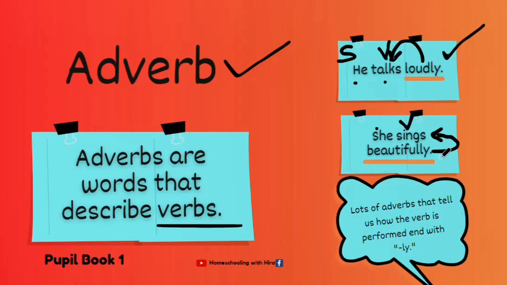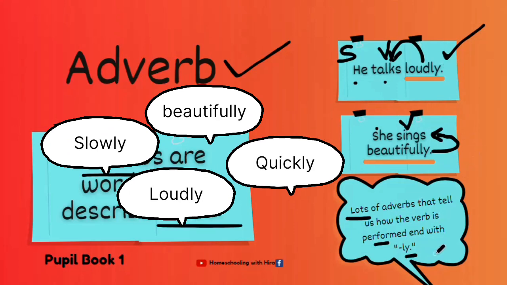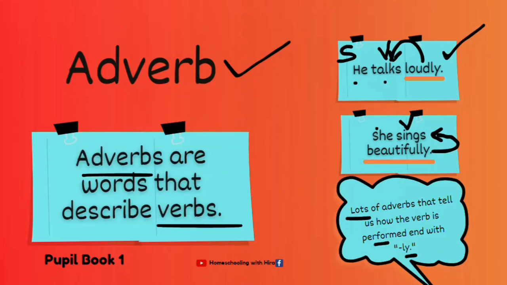Right? If you are a primary teacher or a parent who is teaching kiddos, remember that lots of adverbs that tell us how the verb is performed end with LY. And in the foundation classes, or you can say grade 1 especially, or your senior KG, we mostly give children adverbs that end in LY. For example, slowly, loudly, beautifully, quickly, words like this, okay?